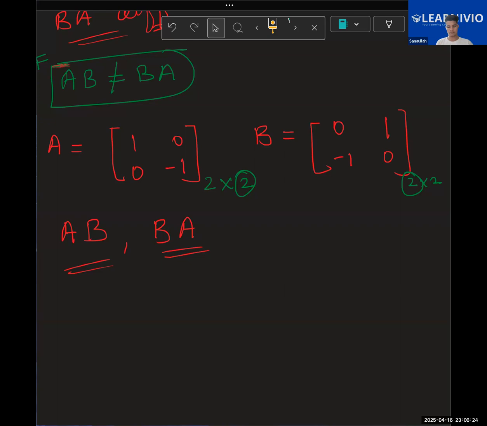Sir, for AB I'm getting 0, 0, 0, 0. No, that is wrong. Sir, is it 0, 1, 1, 0 for AB? 0, 1 is right, but in the second row, first column, you have a mistake. That should be minus of 1. Please check one more time.